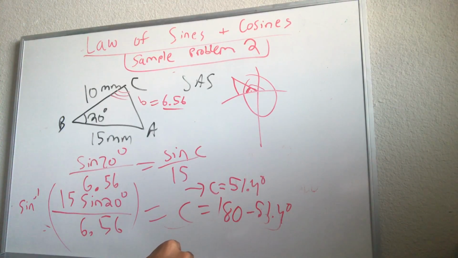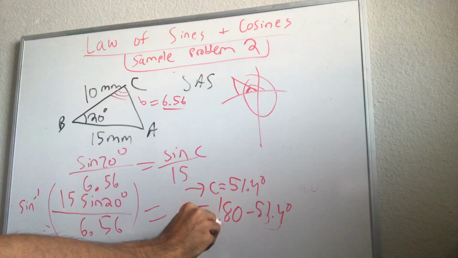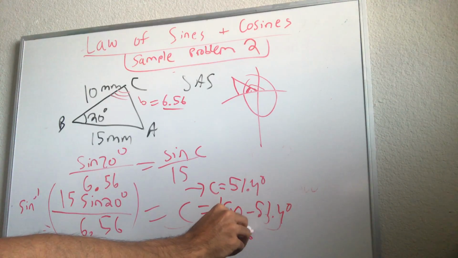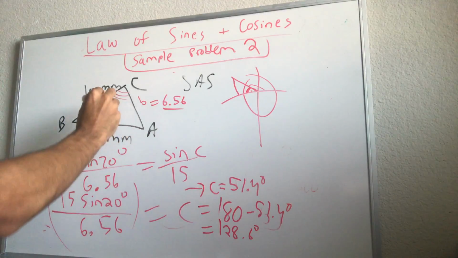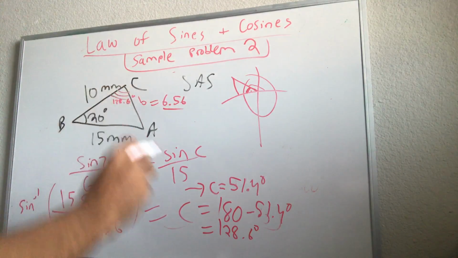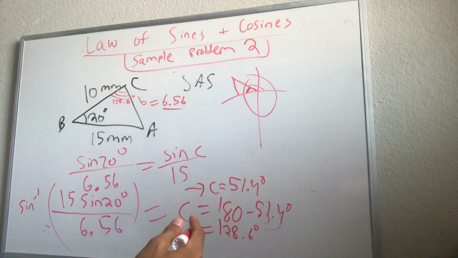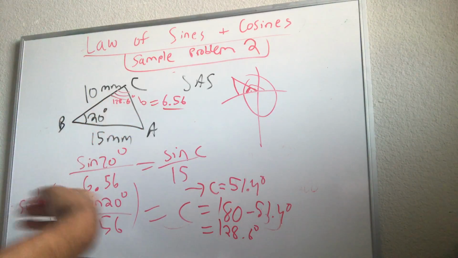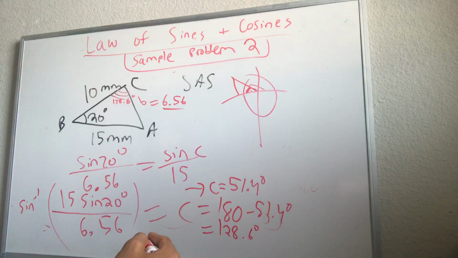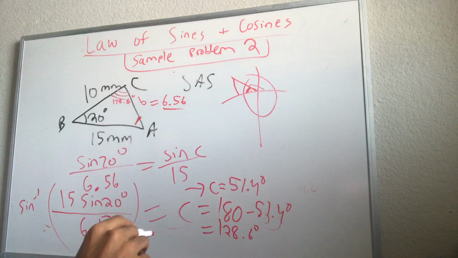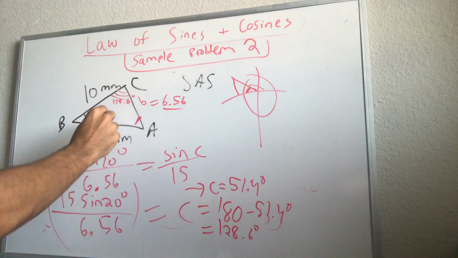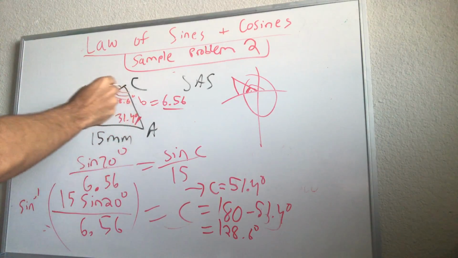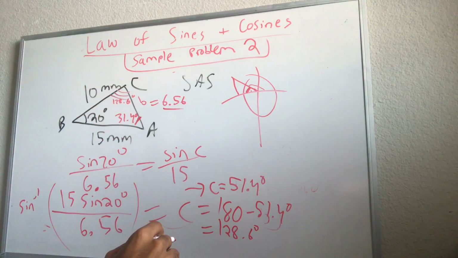So if we do 180 minus 51.4 degrees, we get 128.6 degrees. So we know that our angle C here is 128.6 degrees. And obviously this is the largest angle because it's opposite the longest side. So we know these two angles. Now we can add these two angles and then subtract from 180, and then we know that this angle over here measures 31.4 degrees. Again, adding all three interior angles of the triangle should give you 180 degrees.